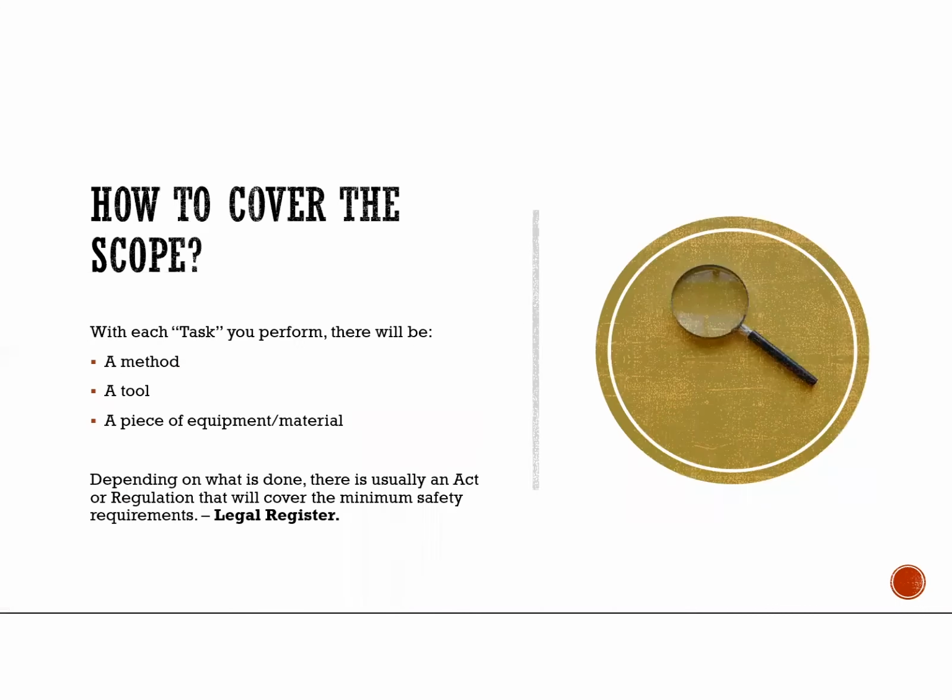All right, so you need to then cover the scope. Find out what is the task you're performing, and every task will have a method of how you are going to do it. You need to include the safety protocols. You need to tell us what tools you are going to be using, and then how to use them safely, the types of material or equipment you're using, and the method of using it safely. So depending on what is done, there is always a regulation or act that will cover those minimum requirements. So always go back to your legal register and see how to keep your staff safe.